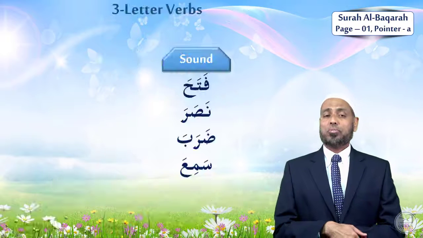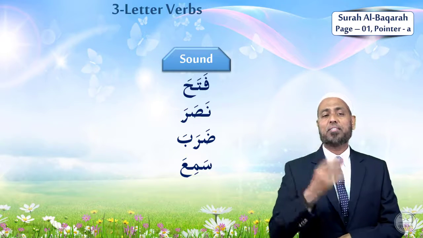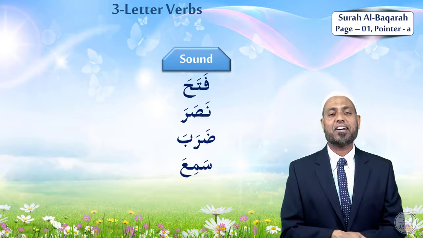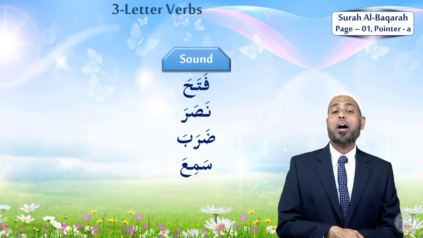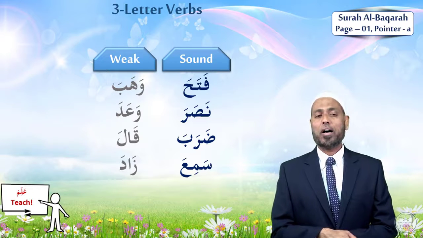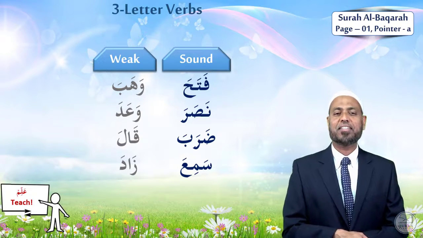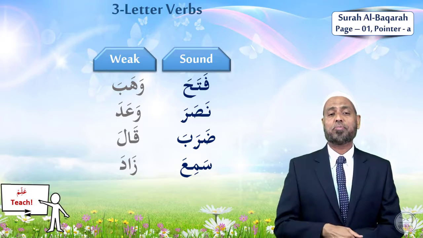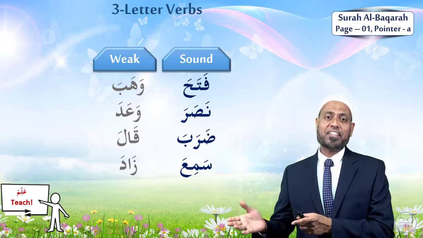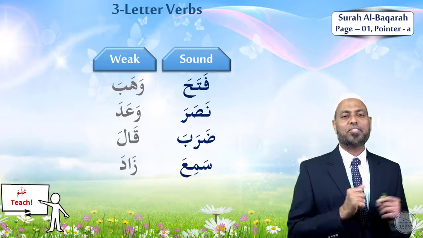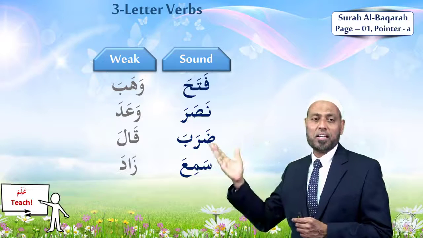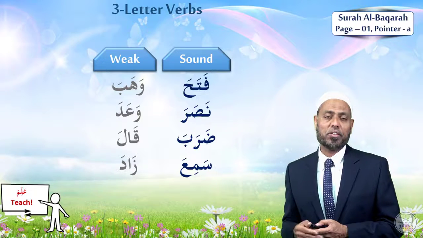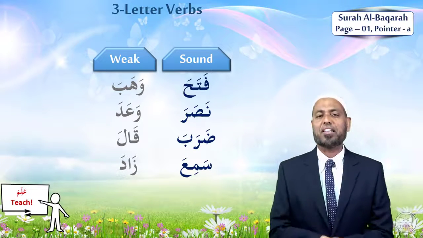Ali, so, when it comes to 3-letter verbs, we have sound verbs like fataha, nasara, daraba, sami'a, and weak verbs like wahaba, wa'ada, qala, zada. Again, when it comes to 3-letter verbs, we have sound verbs and weak verbs. Fataha, nasara, daraba, sami'a. These are sound verbs, and weak verbs are wahaba, wa'ada, qala, zada.